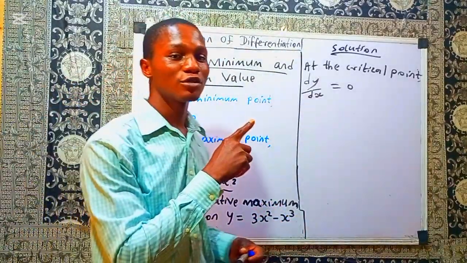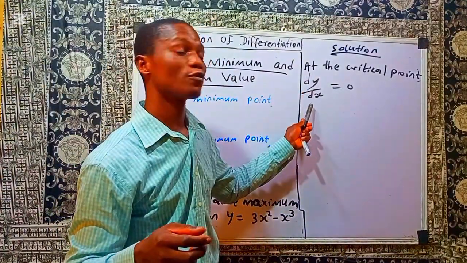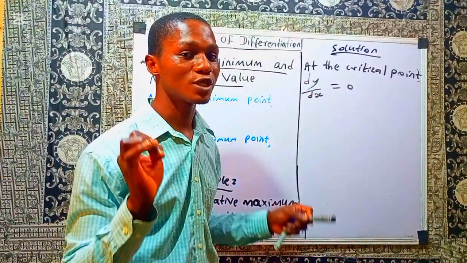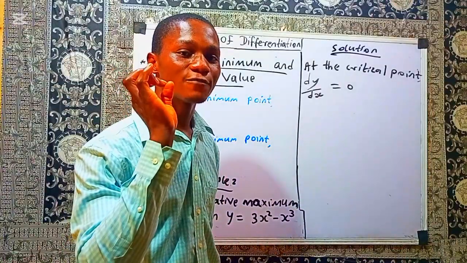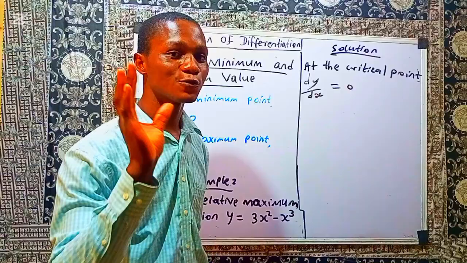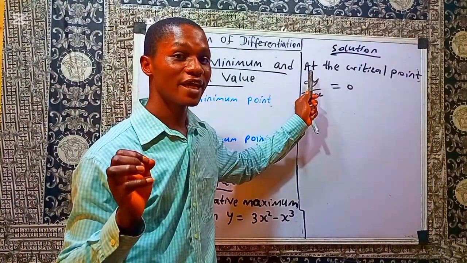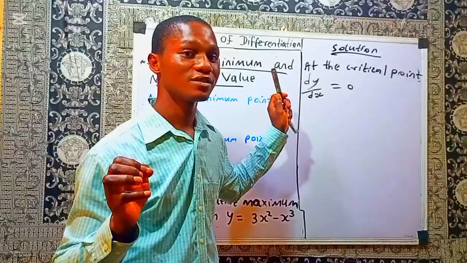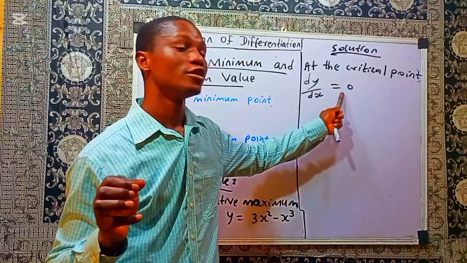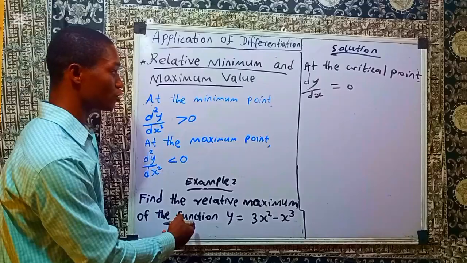What I wrote down on the board just now is that at the critical point, the first derivative of the function with respect to x is equal to 0. So the first thing you have to do is to find the critical points. I've done a video on how to find the critical points. Take the first derivative of the function with respect to the independent variable, equate to 0 and solve. So let's differentiate the function.